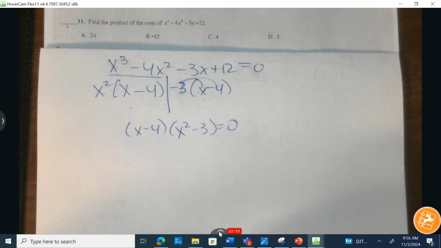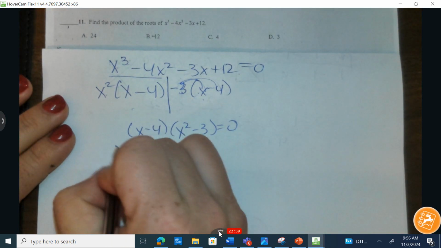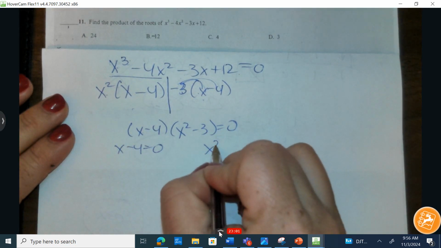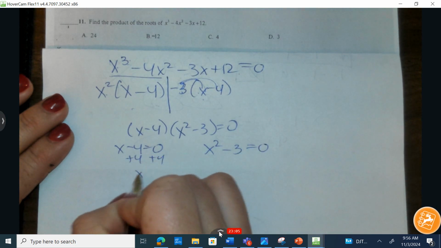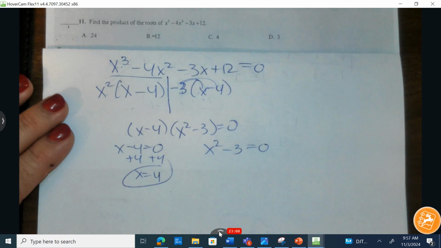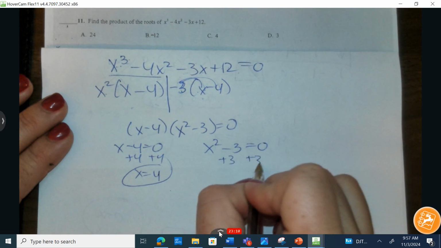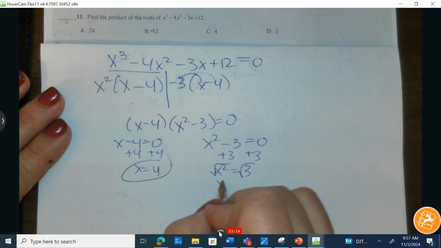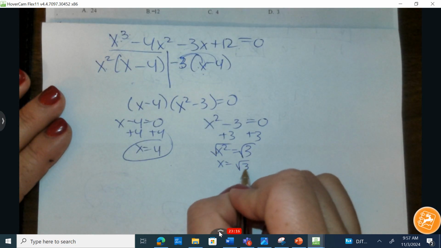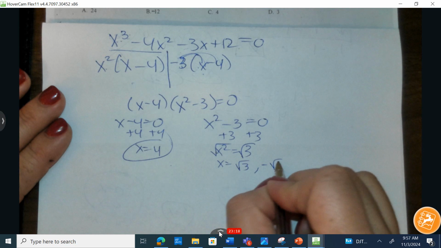My goal is to solve here. Well, it says to find the product. So let's go ahead here and set each of these equal to 0. And I'm going to solve. So I'm going to add 4 to the opposite side. X equals 4 is one of the 3. I'm going to add 3 to the opposite side. Then I take the square root. That tells me I have 2 answers. So I have positive square root of 3 and I have a negative square root of 3.